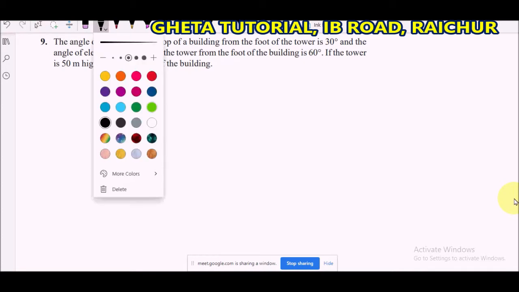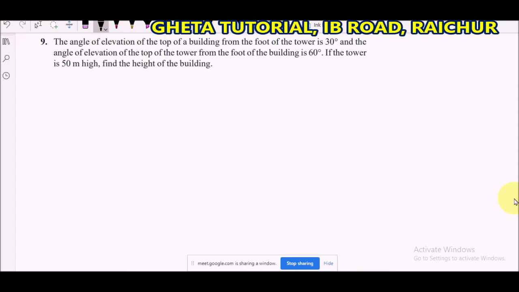The angle of elevation of the top of a building from the foot of the tower is 30 degrees, and the angle of elevation of the top of the tower from the foot of the building is 60 degrees. If the tower is 50 meters high, find the height of the building.